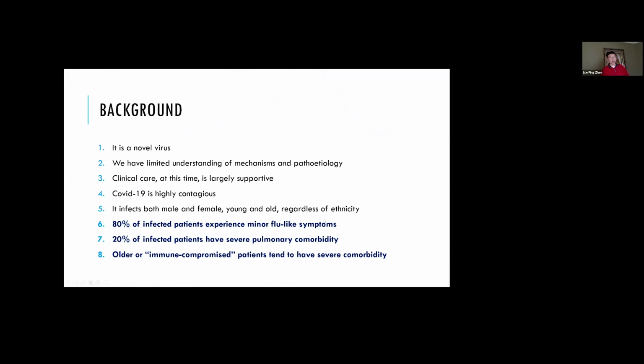So in the background section, there are a lot of things we can talk about, but I'll just highlight seven or eight points. 80% of infected patients experience only minor flu-like symptoms, and 20% of those infected have severe pulmonary comorbidities. It is commonly said that older patients or immune compromised patients tend to have severe comorbidity. Older patients are easy to identify by age, but what I mean by immune compromised is what we don't yet know. And that point dovetails very well with what Tom just said.